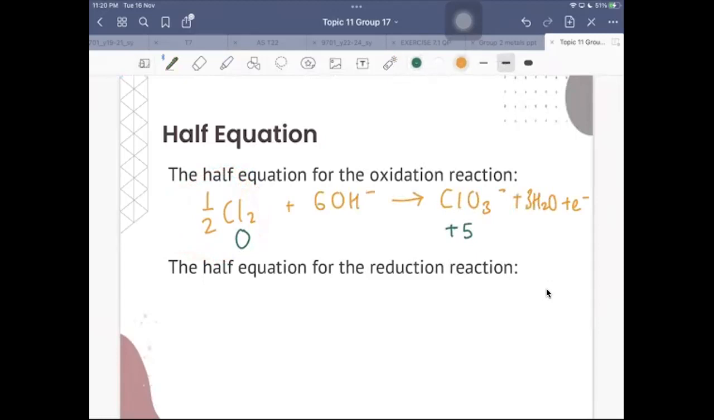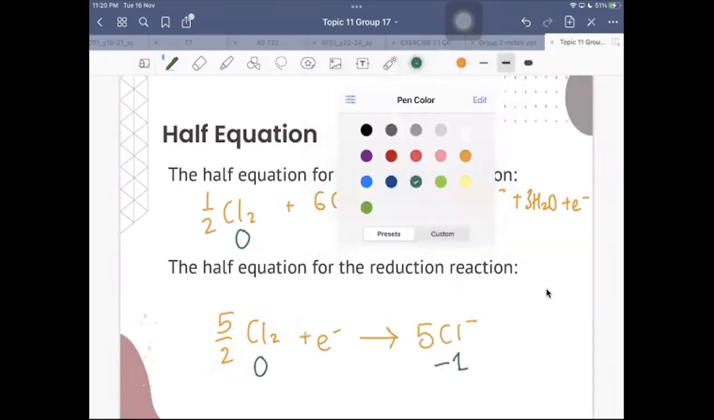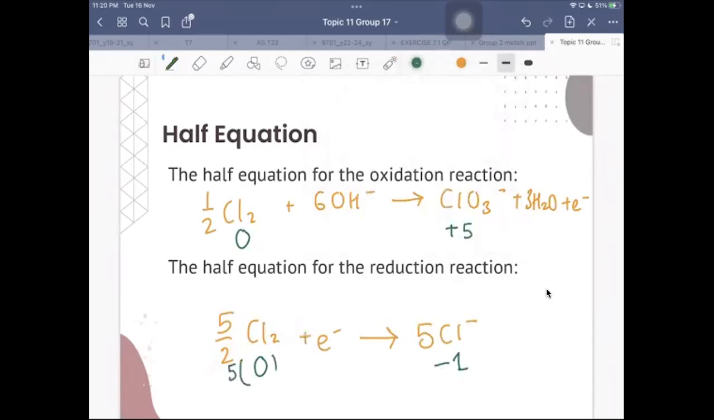Let's see. The reduction reaction is 5/2 Cl2. So if you cancel this out, that means you have 5 chlorine atoms plus electrons to form 5 Cl minus. So the oxidation number is 0 and -1. Don't forget, because there are 5 of them, I multiply it by 5.